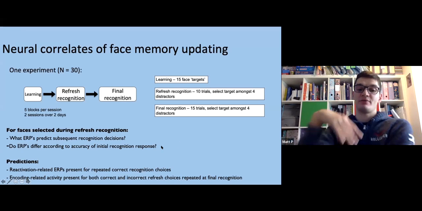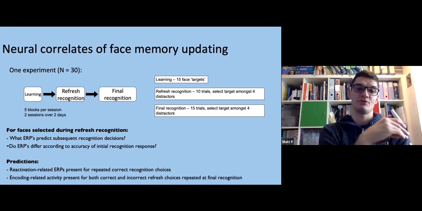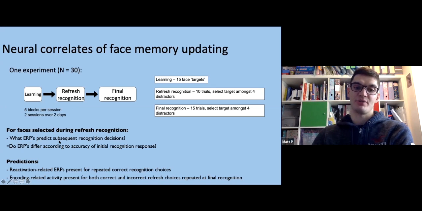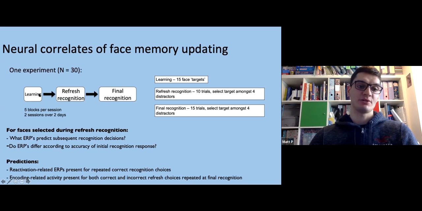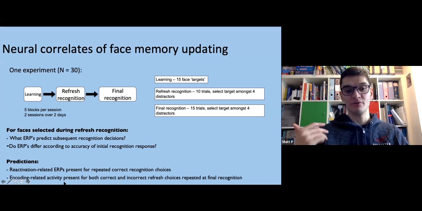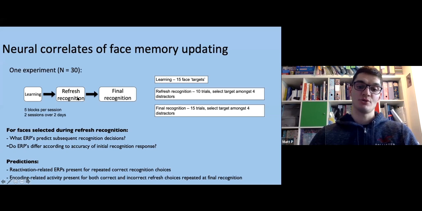So with this paradigm, what we could look into is, during this initial refresh task, what ERPs predicted subsequent recognition decisions, i.e. ERPs during the initial refresh phase for those trials where participants selected a similar face during final recognition compared to selecting a more dissimilar face. And again, we can also look into a measure of accuracy, based on the extent to which participants during the refresh task picked faces that were similar to or dissimilar from the targets shown during the learning phase. Based on the argument I've presented, reactivation-related ERPs for successful retrieval should correspond to this accuracy contrast, whereas encoding-related activity for the faces selected during refresh should distinguish those memories where a similar or dissimilar face is picked later on.